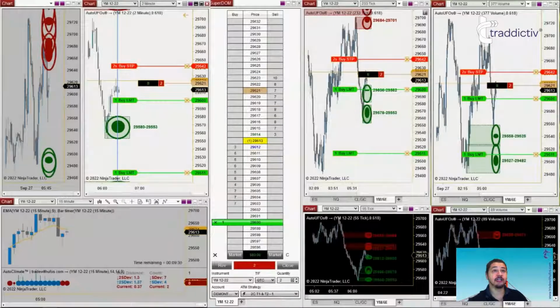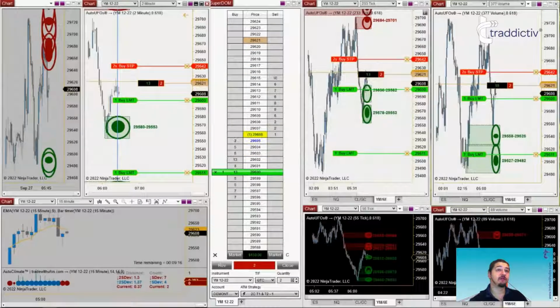I personally like how much more visual this platform is. And that's just my personal preference. I've used NinjaTrader before plenty of times. I found it much more responsive and less error prone than some other platforms that we've used in the past.